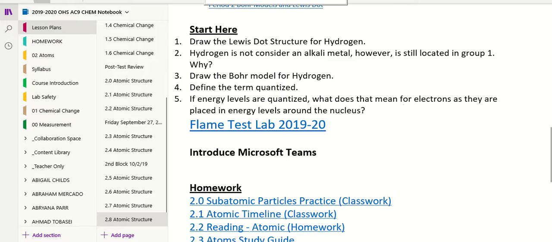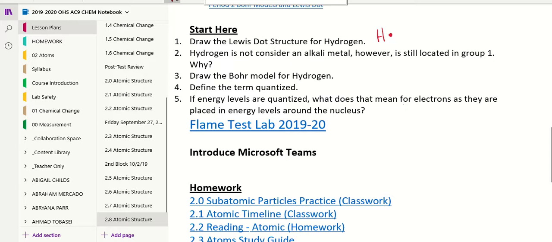So, slight review here. Lewis dot structure for hydrogen. What does the Lewis dot structure show? Valence electrons. So for hydrogen, we know it's in group 1. How many valence electrons does hydrogen have? 1. So hydrogen symbol is H. I would draw it with 1 valence electron, or 1 dot.